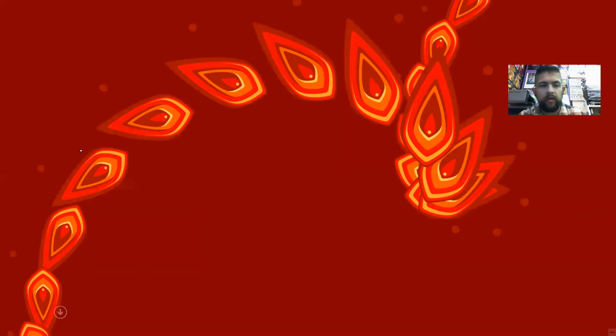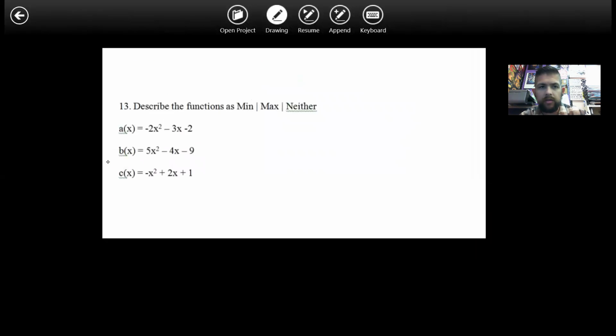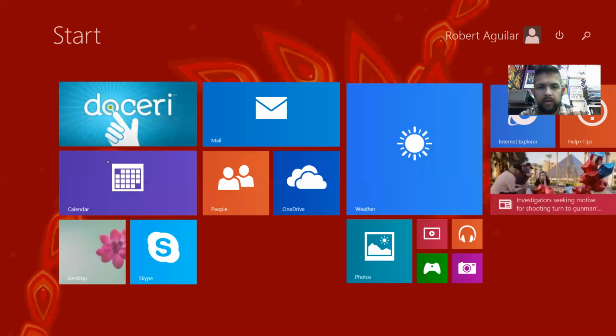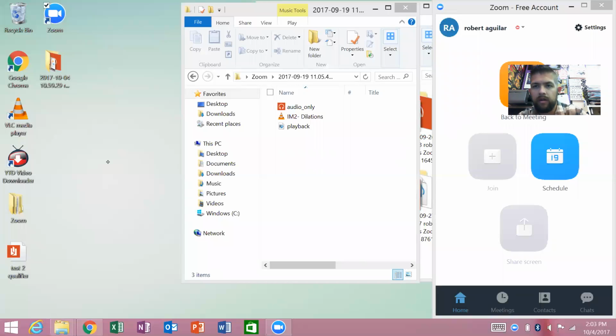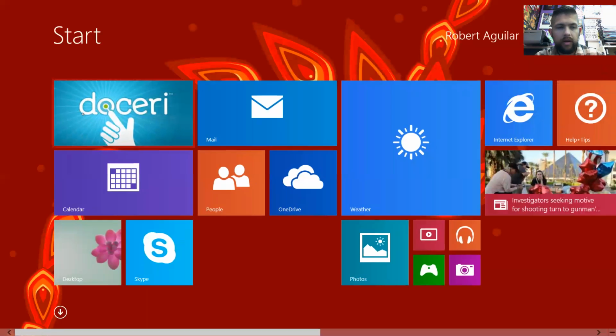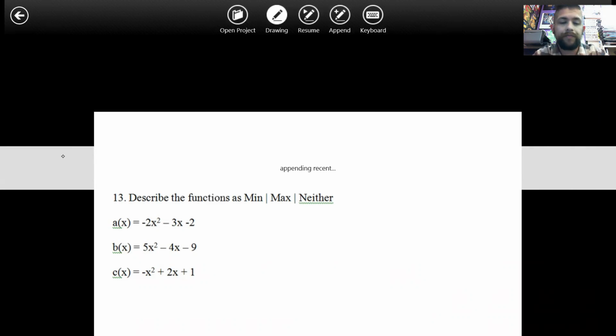I'm finishing up the review sheet for part 2. This is the second part to it, so we want to be able to identify several things about the function notation. We're going to go ahead and finish this up. Looking at these types of problems, we want to be able to determine whether their functions are minimums or maximums, and we determine that by looking at the a value.